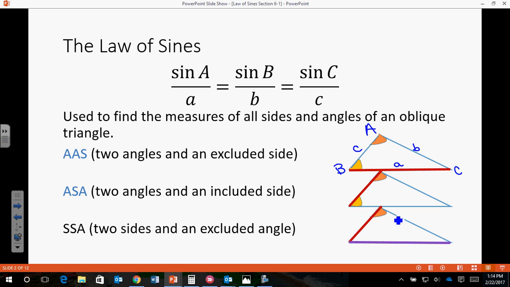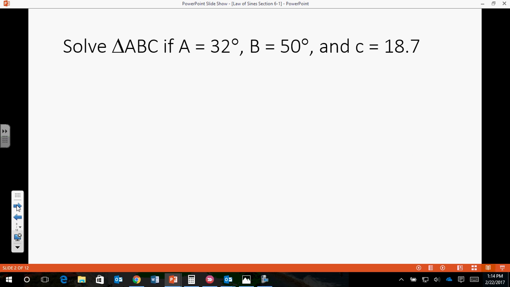All right, so here we go. Put it into action. So we're asking you to solve triangle ABC, if angle A is 32 degrees, angle B is 50 degrees, and side C is 18.7. So what does it mean when we ask you to solve a triangle? Find all the angles and all the sides.